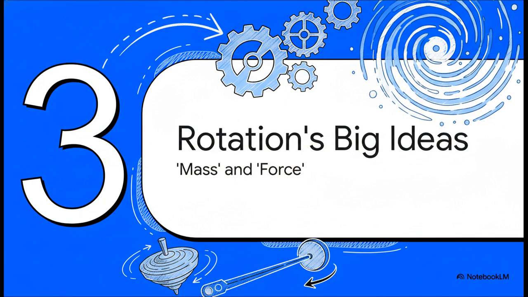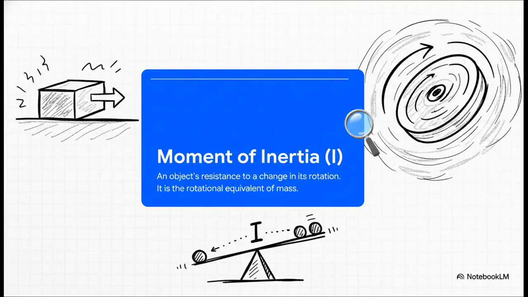Now we get to the two biggest ideas, the most important part of our whole dictionary, finding the rotational versions of mass and force. In the linear world, mass is basically an object's resistance to being pushed around. It's inertia, right? Well, the rotational equivalent is something called the moment of inertia. We use a capital I for it, and it's just a measure of how hard it is to get something to start spinning or to stop spinning once it's going.